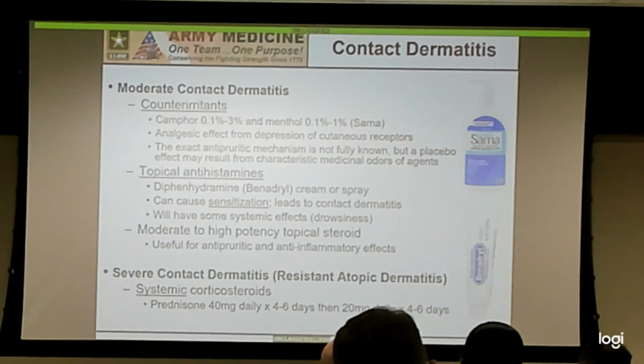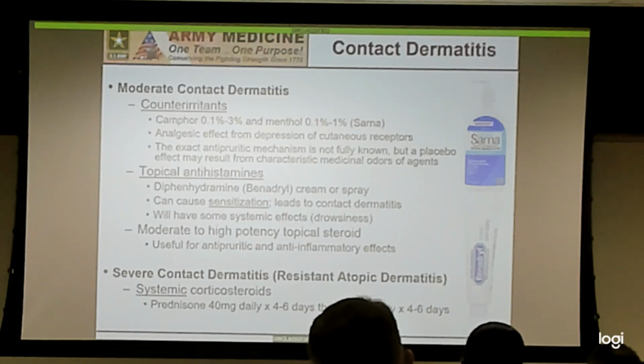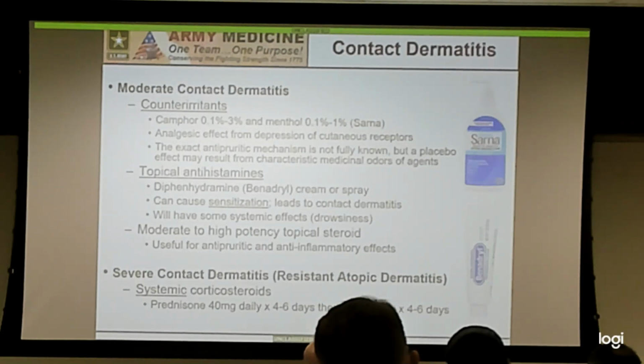When you have your moderate contact dermatitis, what we're trying to do is give them counter irritants, things that we would think are going to burn whenever they put it on, or smell strong because they have that menthol in it. That's why you see your camphor and your menthol that they can use. They will also have some analgesic effect because it's trying to overstimulate those receptors to make them not respond to that irritant. Okay, so that's how it's thought to work.